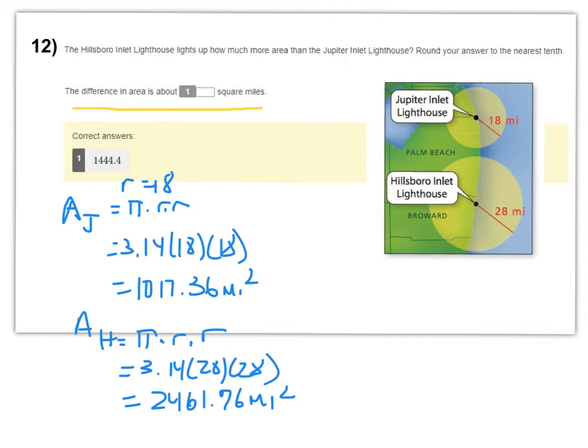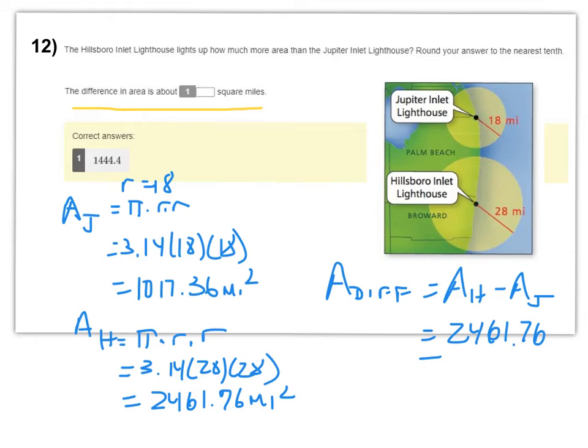Well, the difference means, and we'll put area difference, it means we're going to take the bigger one, which is Hillsborough, minus the area of Jupiter, and we're going to subtract them. So we're going to do 2461.76 minus 1017.36. And we get that 1444.4 square miles.